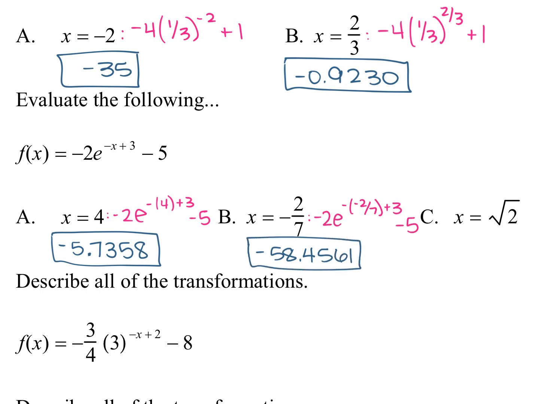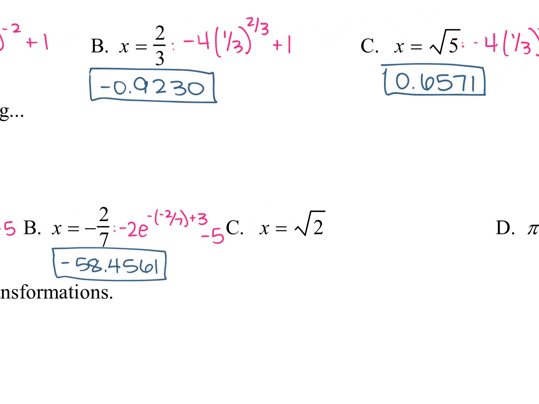For example C, you have that x is equal to the square root of 2. So this is going to give you -2e to the power of the opposite of the square root of 2 plus 3 minus 5. So if you plug this in correctly and you simplify, round to the 2nd decimal place, you should get -14.7663.